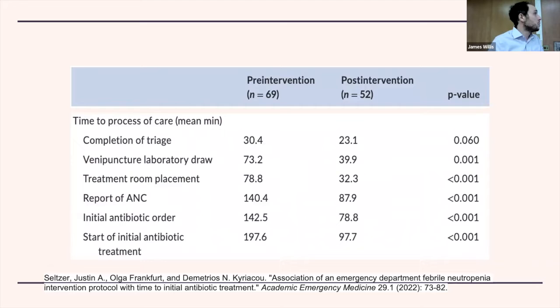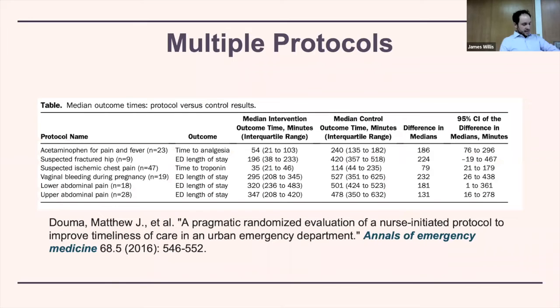Now, we'll talk about a set of multiple protocols, and for the sake of time, because I know that we are running out, I will briefly go over it, but focus in on vaginal bleeding. So for the last three, vaginal bleeding during pregnancy, upper and lower abdominal pain, it significantly reduced the length of stay, anywhere from 230 minutes to 130 minutes. For pain and fever, it reduced the time to treatments of analgesia or antipyretics. And the middle two were not good enough to find a significant difference.